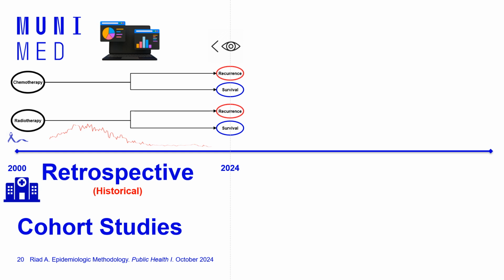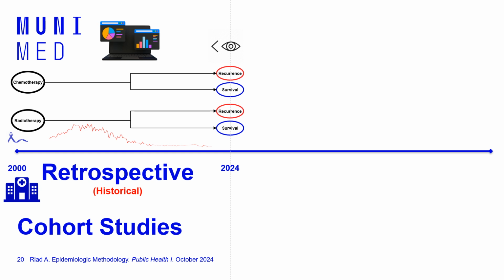Why is it a retrospective cohort study, or a historical cohort study? Because the groups of patients were made in the previous time. This discrimination between the chemotherapy group and the radiotherapy group happened 20 years back. We did not influence it today, or start it from today.